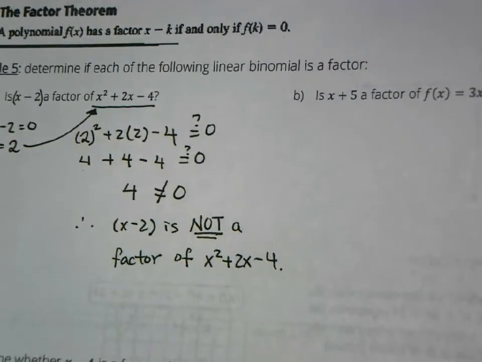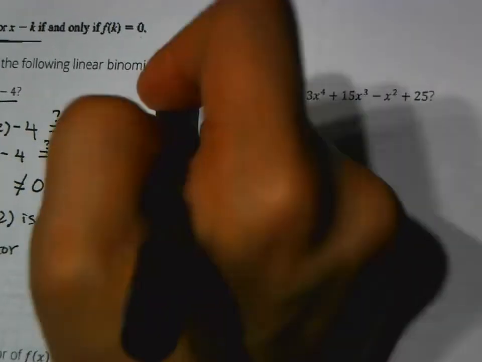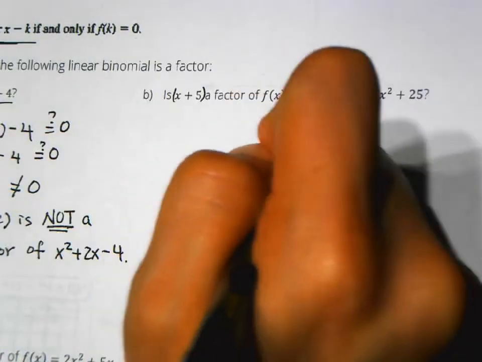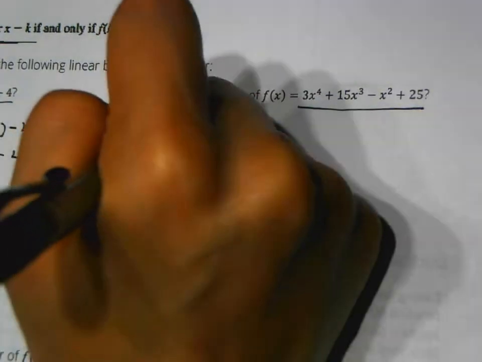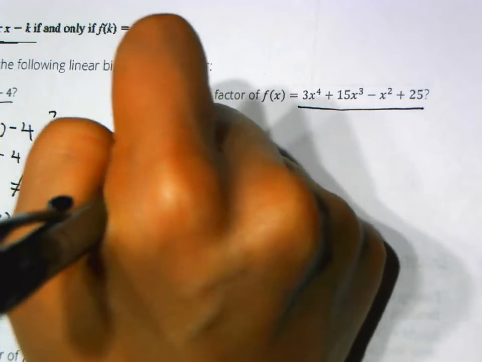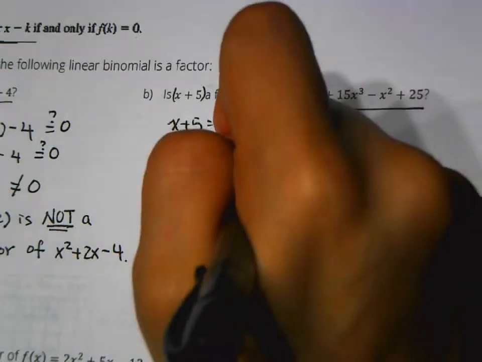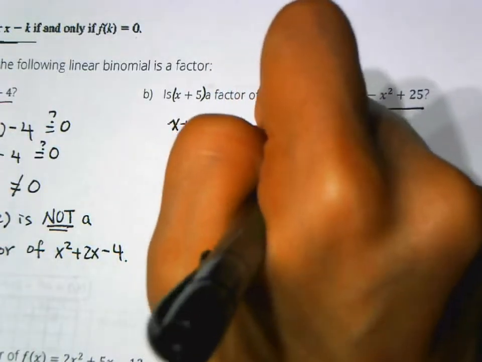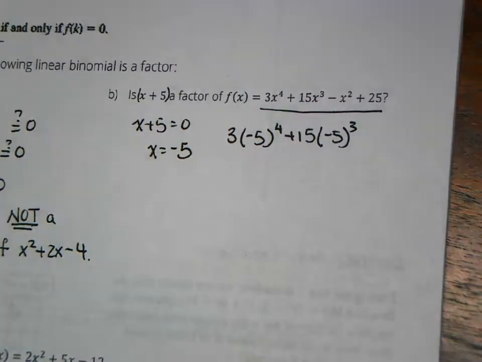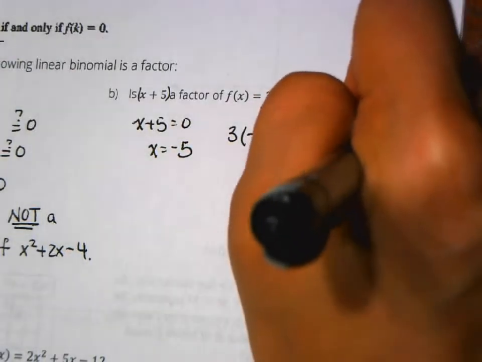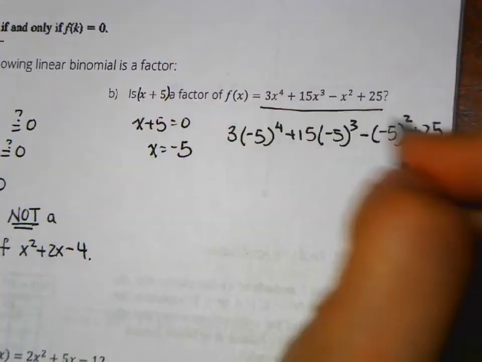Now, let's take a look at another one, one that possibly is a factor. Look at part B. Is x plus 5 a factor of this big polynomial? Same deal. Make x plus 5 equal to 0. So x is equal to negative 5. Plugging that in, you have 3 times negative 5 to the 4th power plus 15 times negative 5 to the 3rd power minus negative 5 squared plus 25. And I want to know if that is equal to 0.